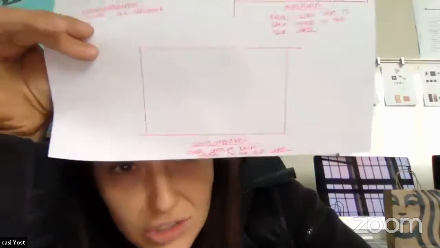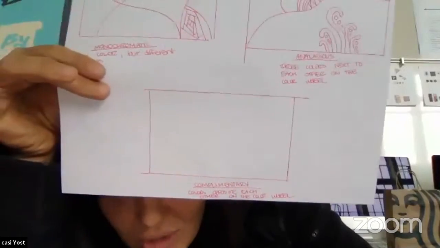So yes, I want it to look just like this, where you have it labeled, and then you will put the Zentangle in it and then color it in with those color schemes. Does that make sense?